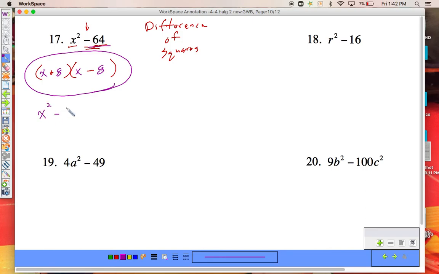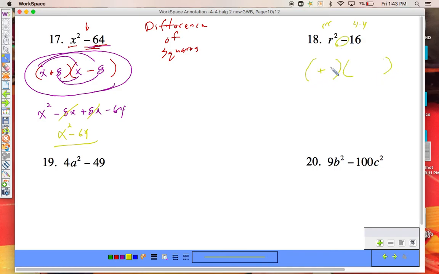Because if I FOIL this, x squared minus 8x plus 8x minus 64, my middle two terms cancel, and I get x squared minus 64, which is what I started with. All right, so number 18, r squared minus 16. In my head, I realize that r times r is r squared. 4 times 4 is 16, separated by a minus sign, so I'm good. Plus minus, because my last term is negative.